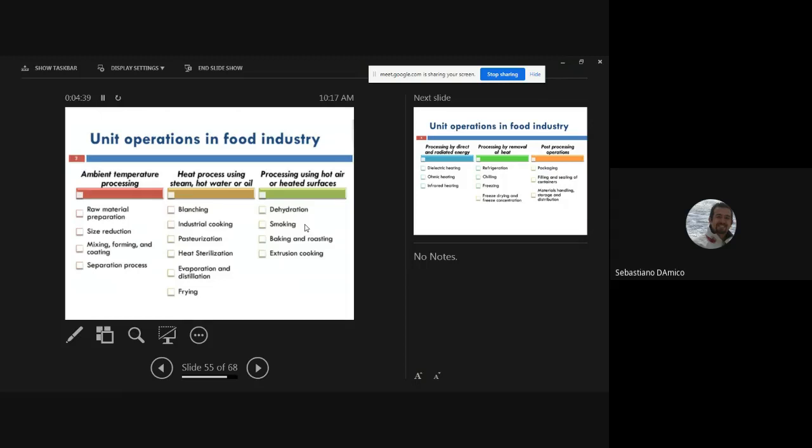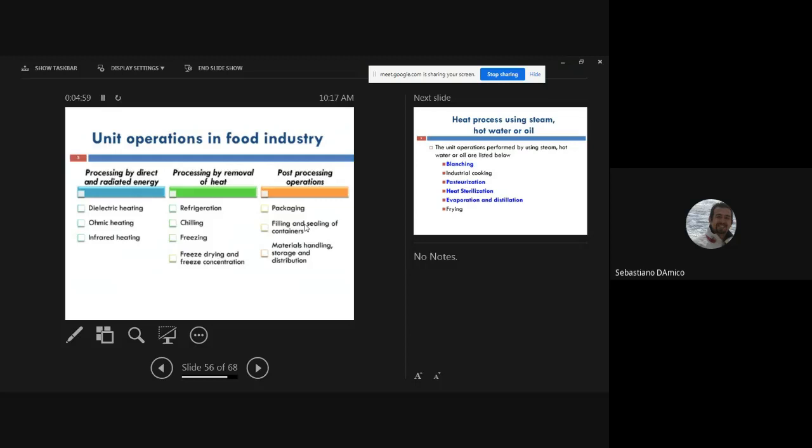So we will see what the industry does in terms of operations. There are several processes: ambient temperature processing, heat processes using steam, hot water, or oil, using hot air or a very hot surface. There are processes done by directly radiated energy, removal of heat, refrigeration, and post-processing operations that follow several kinds of steps. Now we will see some definitions of those and how they work.